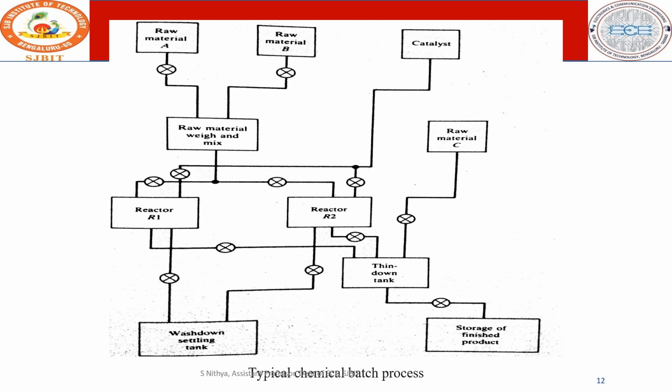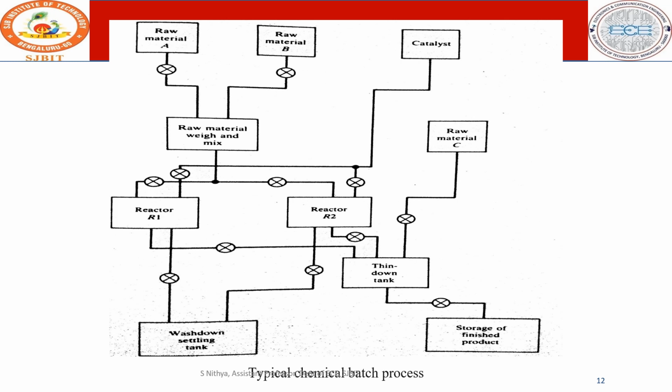Now, if you can see here, there are two raw materials, raw material A and raw material B, which are in this figure, and also the raw material weights and mix, which will be in the next one, and reactor 1 and reactor 2. These raw materials are connected to reactor 1 and reactor 2. Once reactor 1 and reactor 2 are done, it comes down to the washing and settling tank. If that is done, it goes to the thin down tank, and after that it is the storage of finished product.